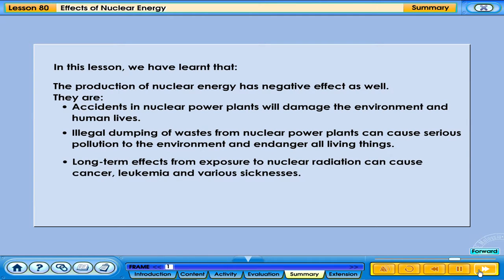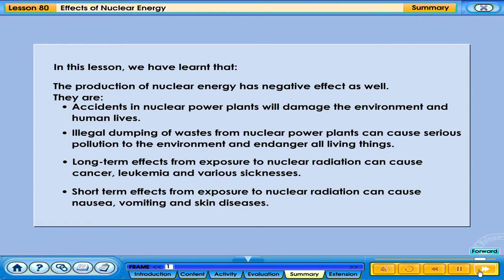Long-term effects from exposure to nuclear radiation can cause cancer, leukemia, and various sicknesses. Short-term effects from exposure to nuclear radiation can cause nausea, vomiting, and skin disease.